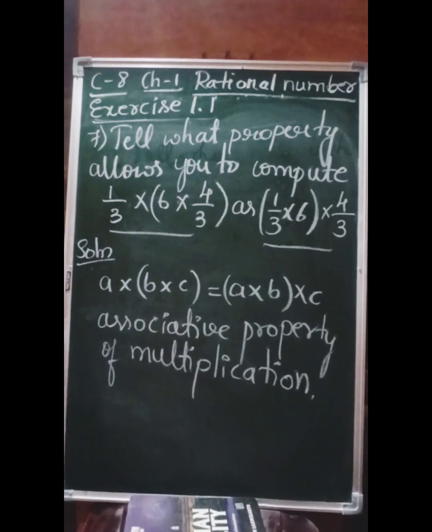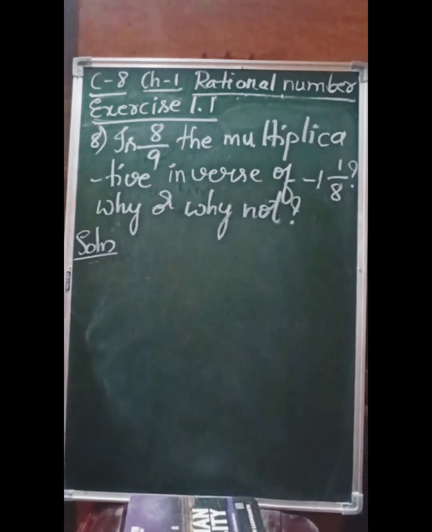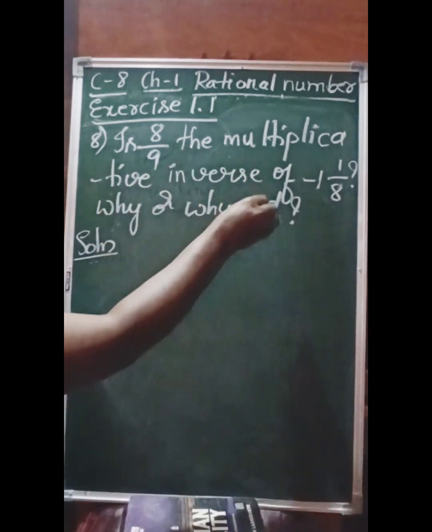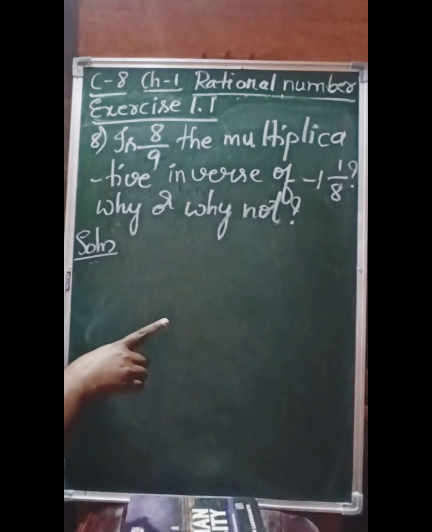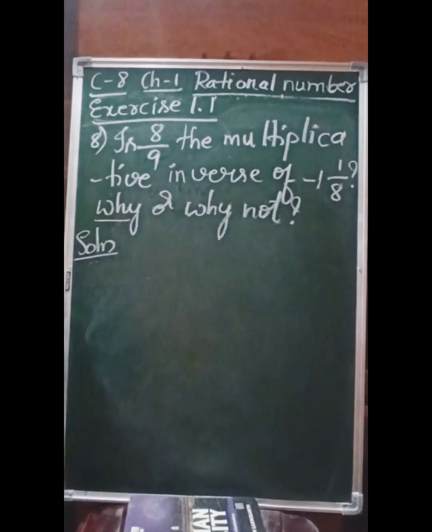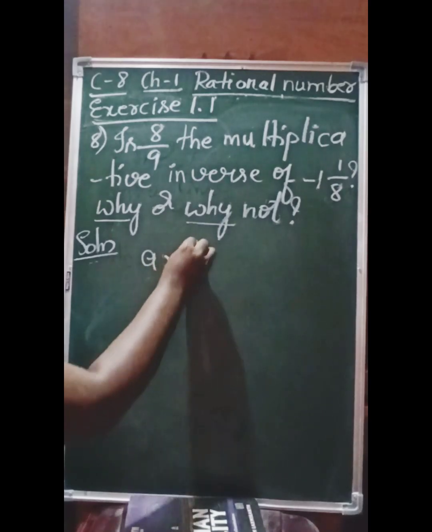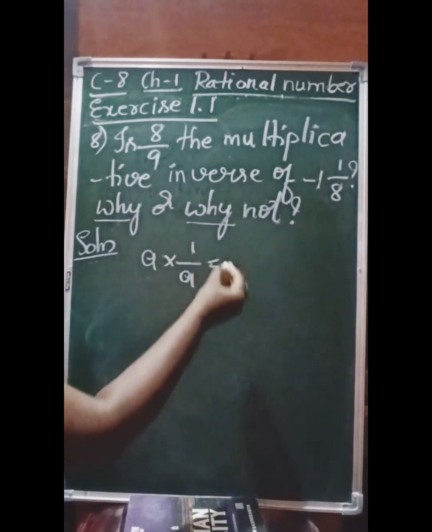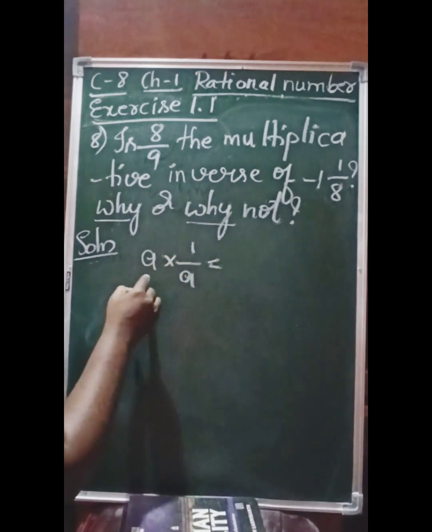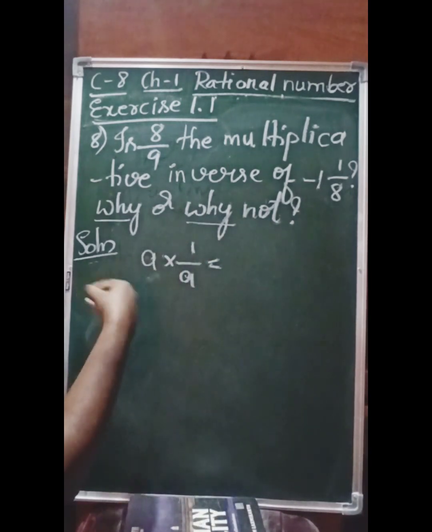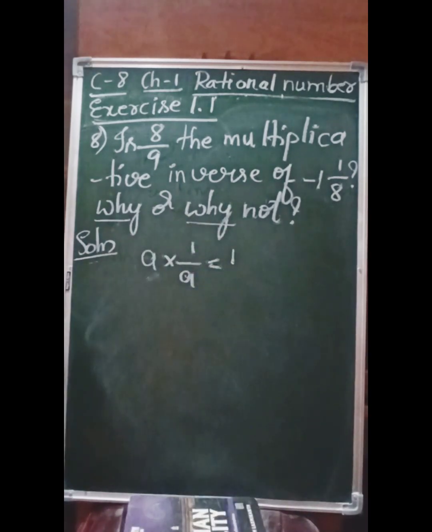Now let's move on to the eighth one. The next problem is, is 8 by 9 the multiplicative inverse of minus 1 by 8 or not? First you have to check it out. If it is yes, you have to tell why it is a multiplicative inverse. If it is not, you have to explain why it is not a multiplicative inverse. As we know, the multiplicative inverse of any rational number A is 1 by A, that will give you 1, right?